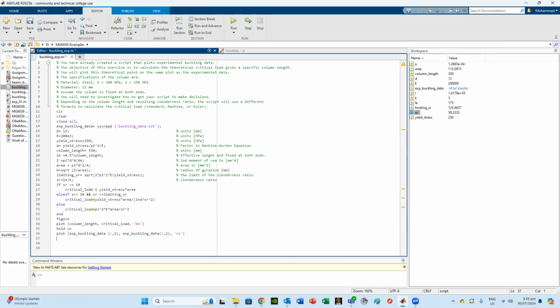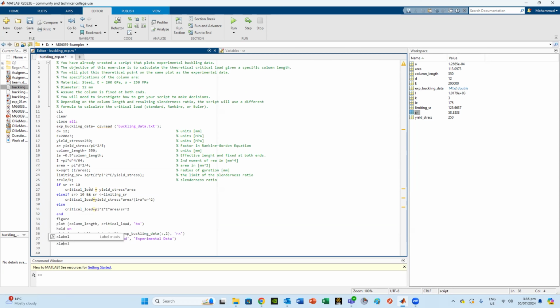We finish from that, we could add a legend, and that legend will be called, the first one is theoretical critical load, versus the second one, experimental data. So that is the legend for the two data sets we have.